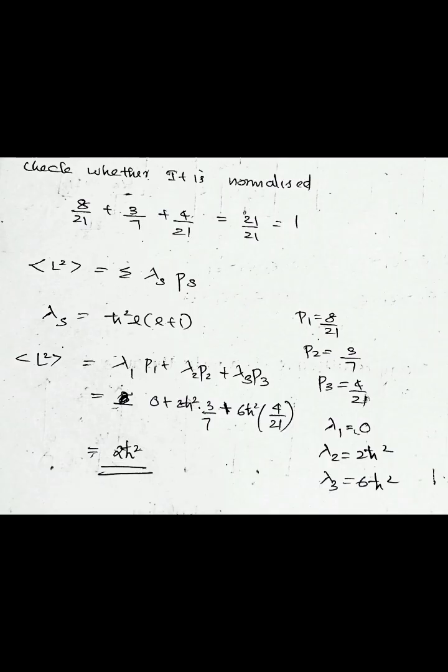Substituting these values of lambda 1, lambda 2, lambda 3 and p1, p2, p3, we can write the average value of L square is equal to 0 plus 3 by 7 into 2 h cut square plus 6 h cut square into 4 by 21, and this is equal to 2 h cut square. So here the integer before h cut square is 2. So this is the answer.